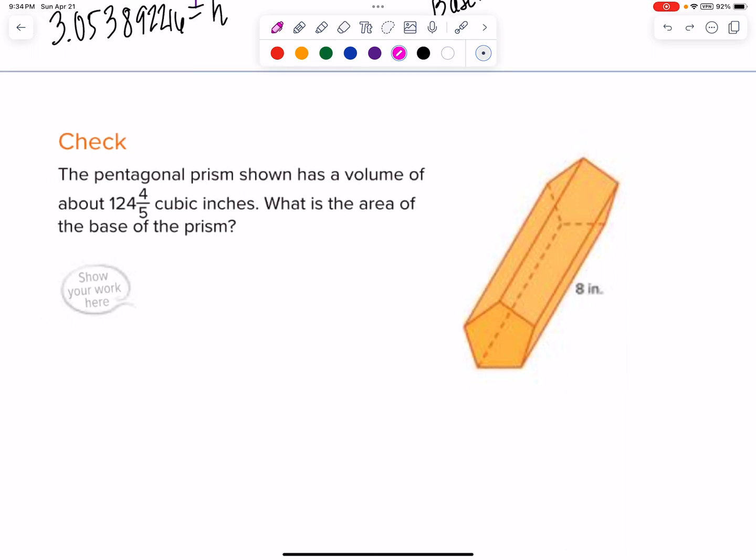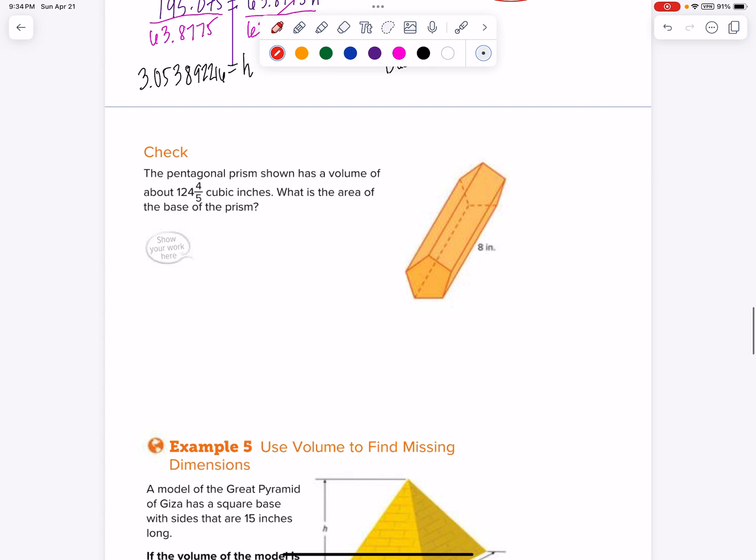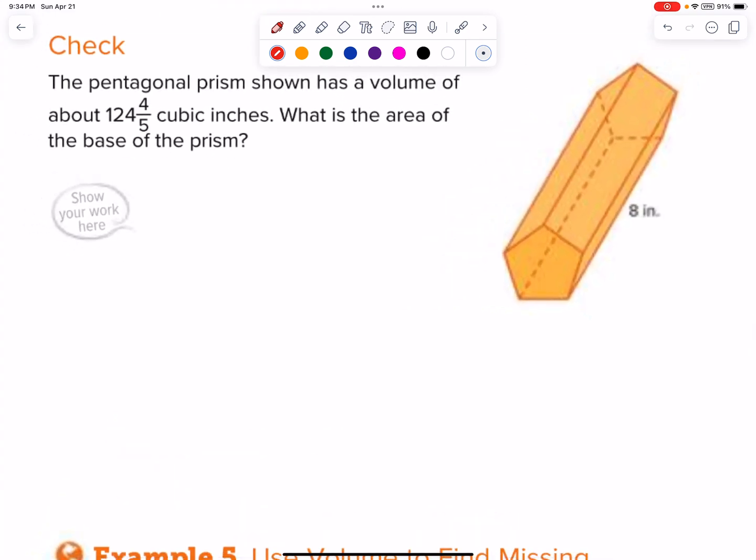We have a pentagonal prism. And with the pentagonal prism, they're asking what is the area of the base of the prism. You know the volume, and you know the length, or the height, of the prism. So we just want to know what B is. We don't actually need to know the formula for the area of a pentagon, because we can use our strategy that we just did right here. So let's go ahead and imitate that for this one. If you want to give it a try or follow along, up to you.